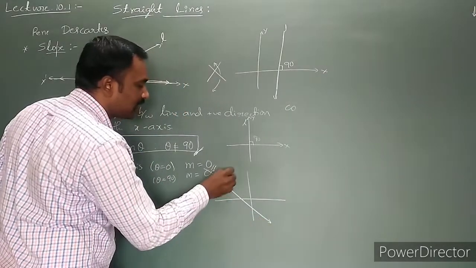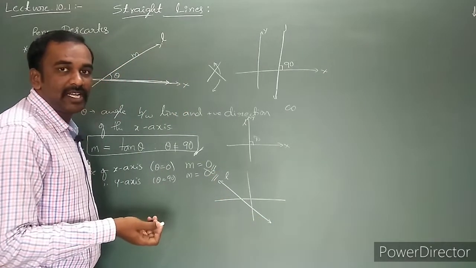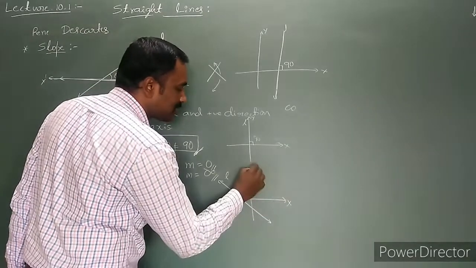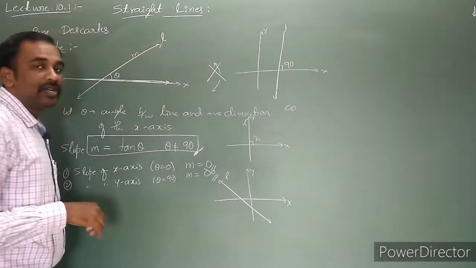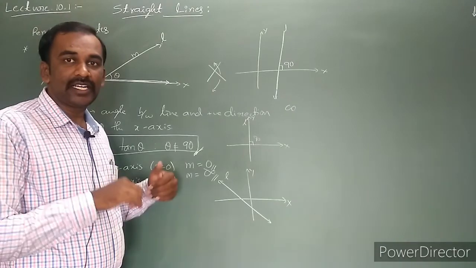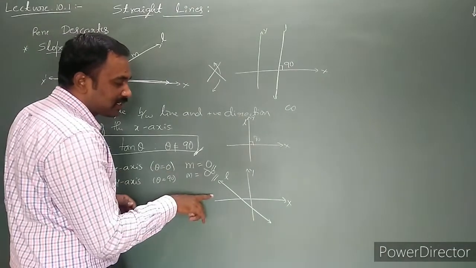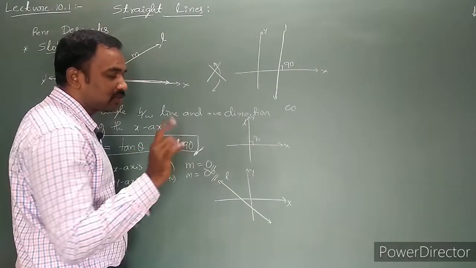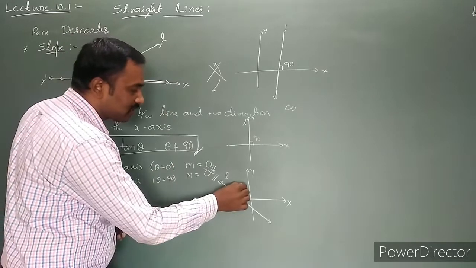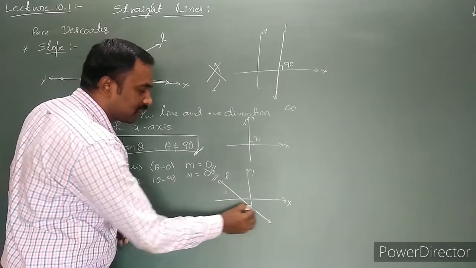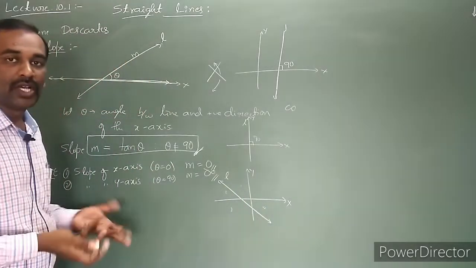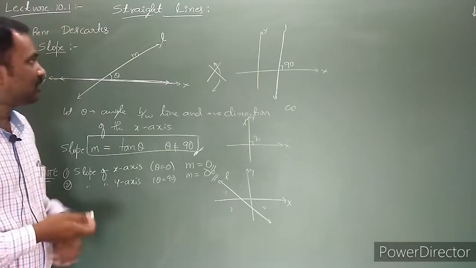This is the line given. What is the angle between the line and the x-axis? This is the x-axis, this is the y-axis. Which angle do you have to consider? Here totally 4 angles are there. This is the first angle, second angle, third angle, and the fourth angle. Which angle are you going to consider?